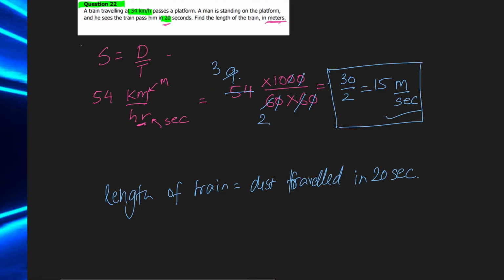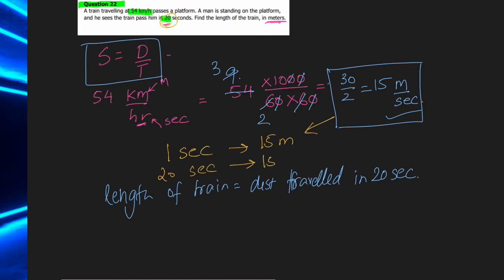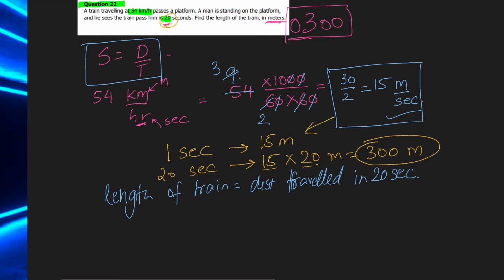This is the speed of the train. Now using the formula speed equals distance over time, we have to find out how much this train travels in 20 seconds. If in 1 second the train travels 15 meters, then in 20 seconds this will be 15 times 20 meters. 15 times 2 is 30, and with the extra 0, that is 300 meters. This is our answer, 0300. This is the answer that you will put in the answer sheet.